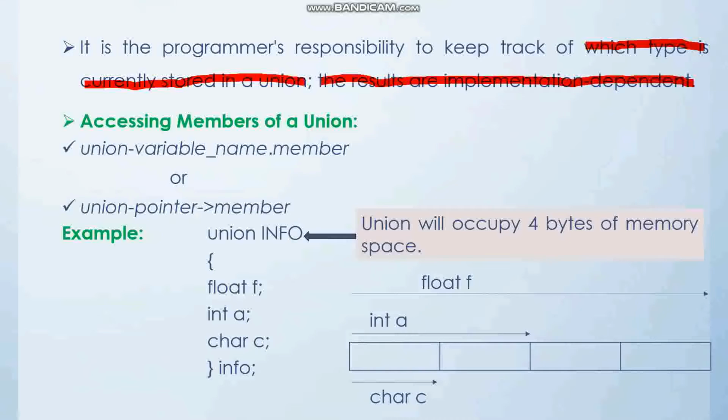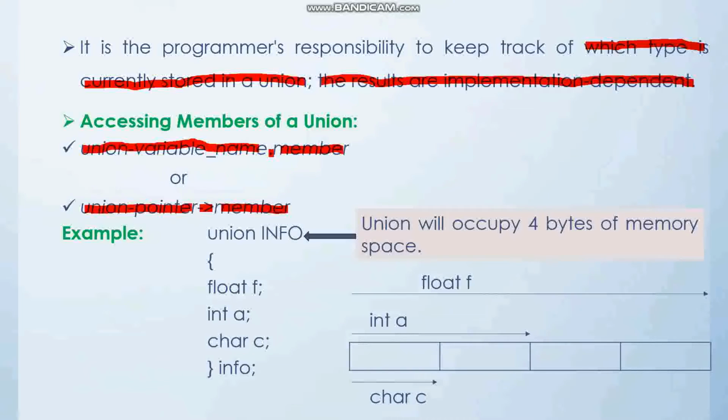For accessing a member of a union, it is very similar to our structure. First we will give the union variable name, then the member operator, then the name of the member. The second way, we will give the union pointer variable name, then the pointer operator, then the name of the member.